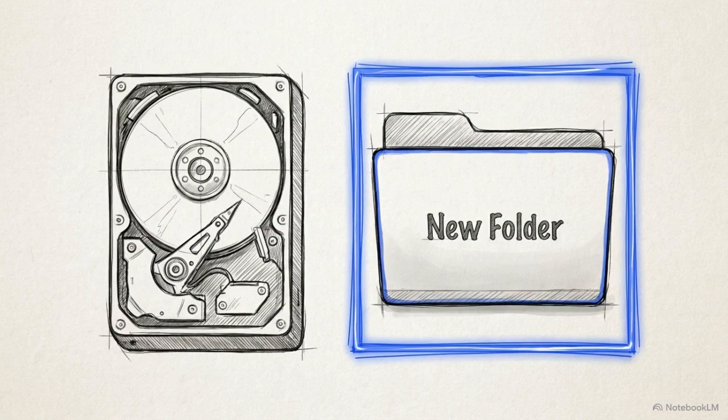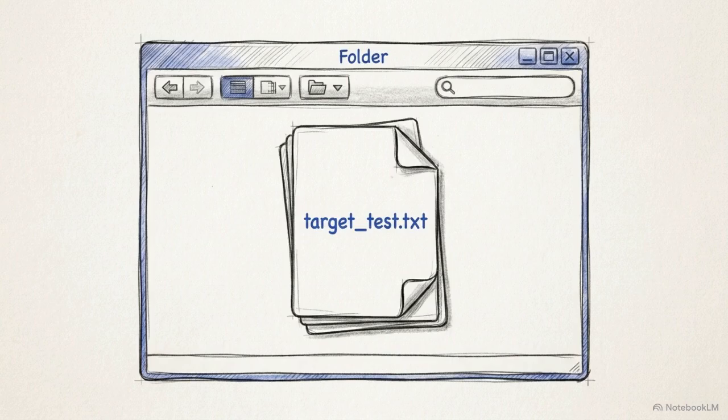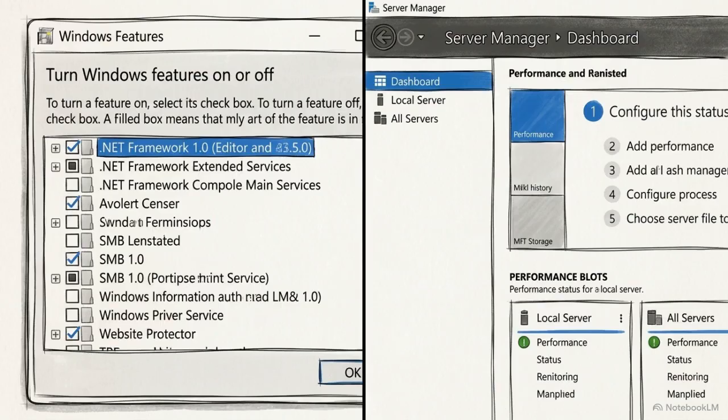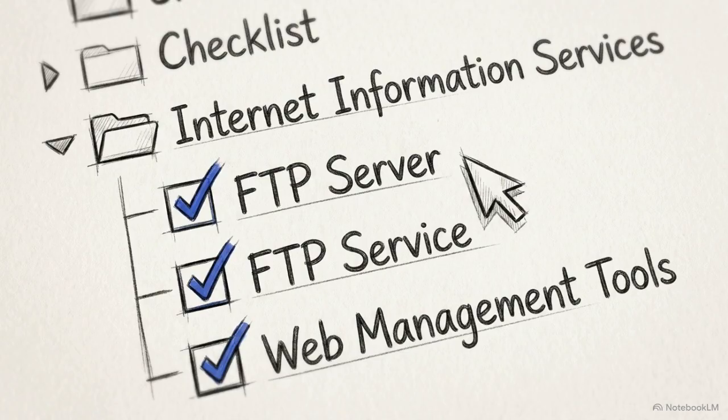Step 1 is preparing a physical home for our data. On your host machine, navigate to a primary local drive and create a dedicated folder. Place a simple text file inside it now so we have a target to test later. To activate the FTP services, the path depends on your operating system. Windows 10 users will use the Turn Windows Features On or Off menu, while Windows Server users will operate through the Server Manager dashboard. If you are on Windows 10, expand the Internet Information Services section.